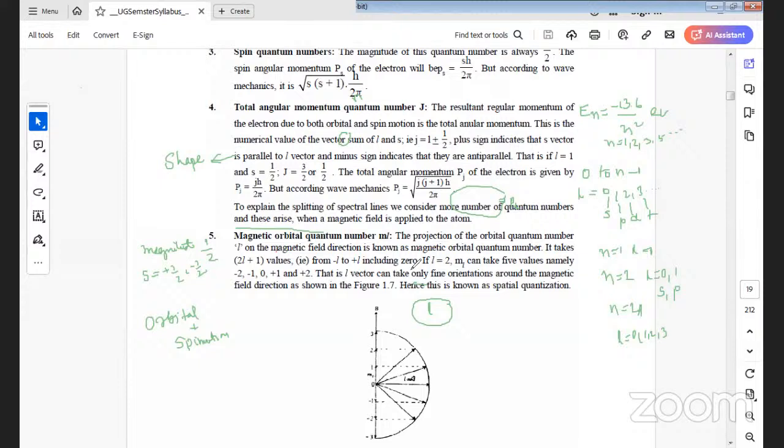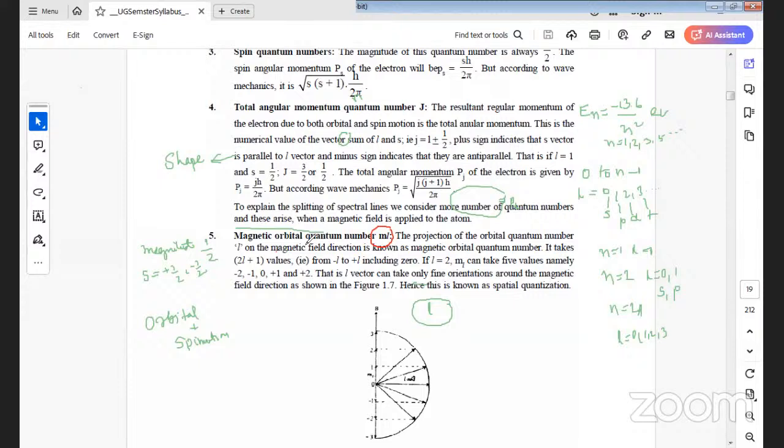So when we take this atom into a magnetic field, the electrons are going to differ in their behavior. To account for this, we have one more quantum number, which we call ML, known as the magnetic orbital quantum number, and it has been introduced here.